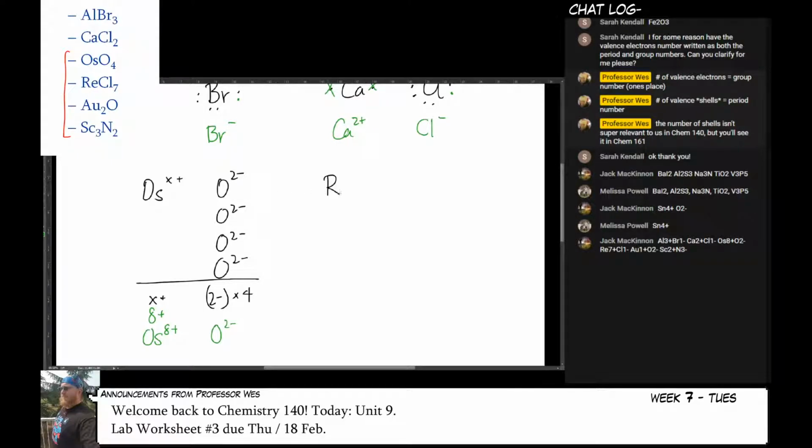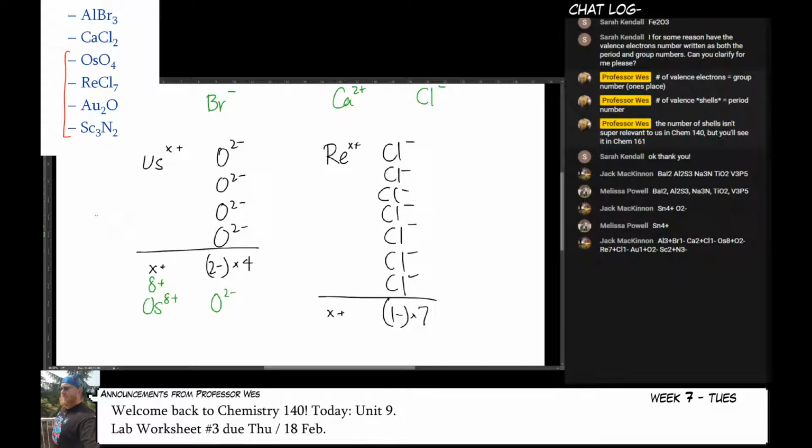Rhenium is the same way. I really have to draw 7 of these, don't I? Look what I did to myself. What charge does chlorine have as an ion? Well, it's always -1. So X plus, Cl minus. So Cl minus would be 1 minus, and there are 7 of those. So what must the X be? Well, it's got to be 7 plus. So there are my ions. Same deal.